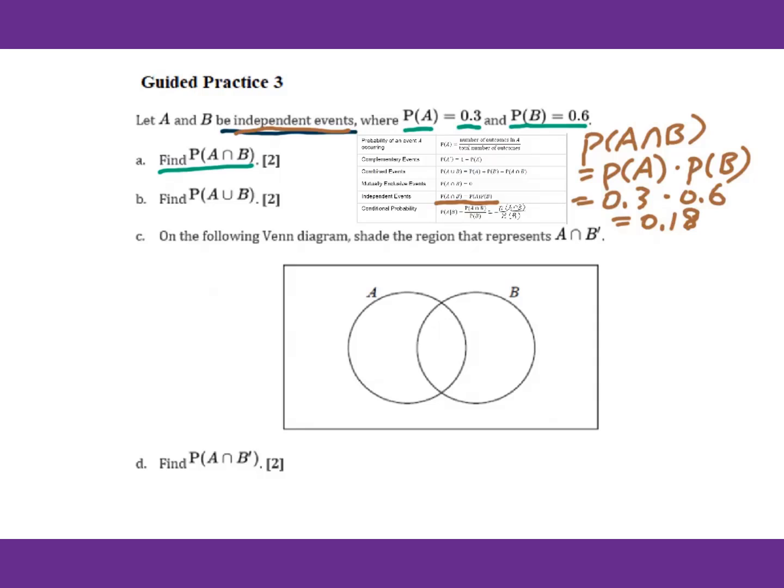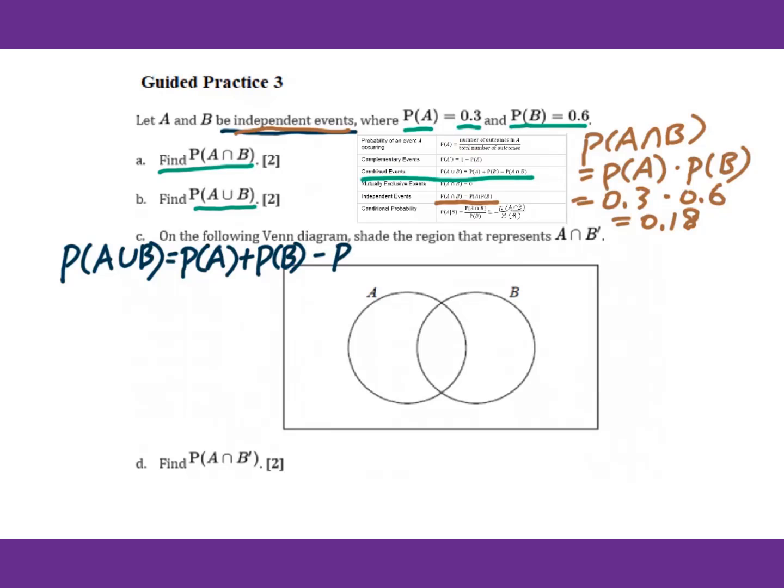Find the probability of A union B. That will be the addition law. It's here. So we have probability of A union B equals probability of A plus probability of B minus probability of A intersect B. So we have 0.3 plus 0.6 minus 0.18 equals 0.72. That's the answer for this part B.